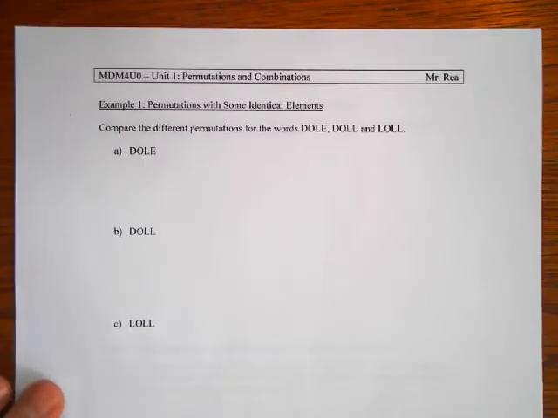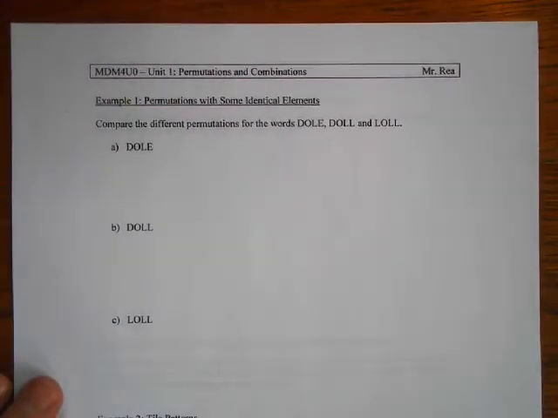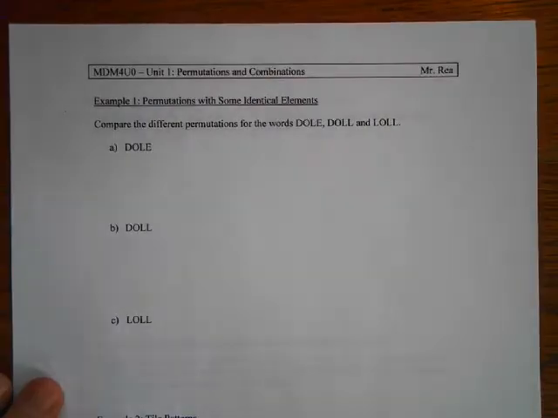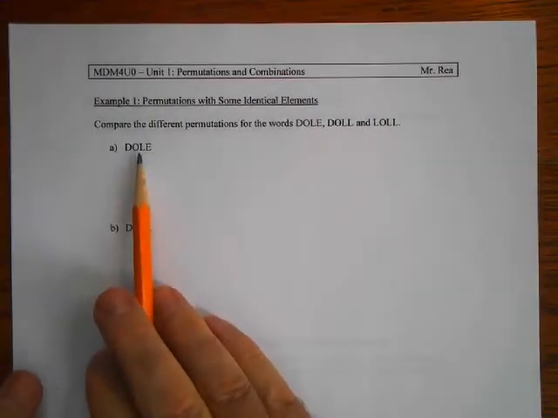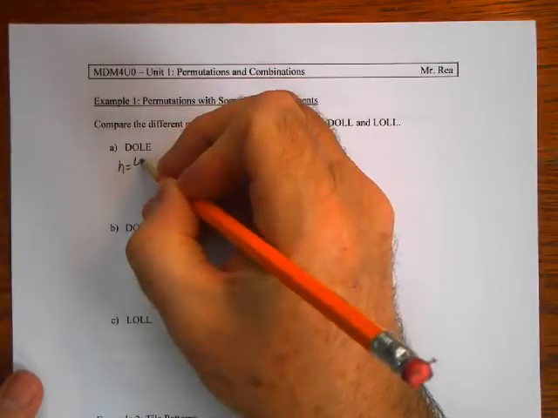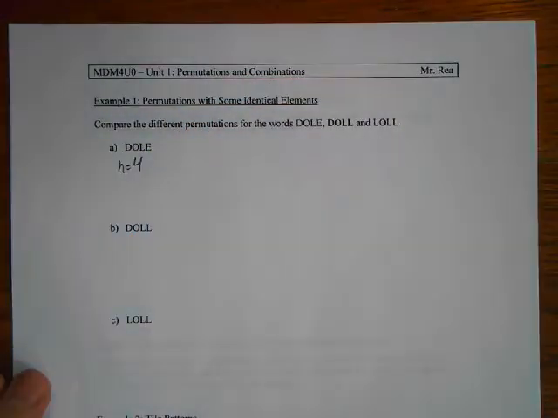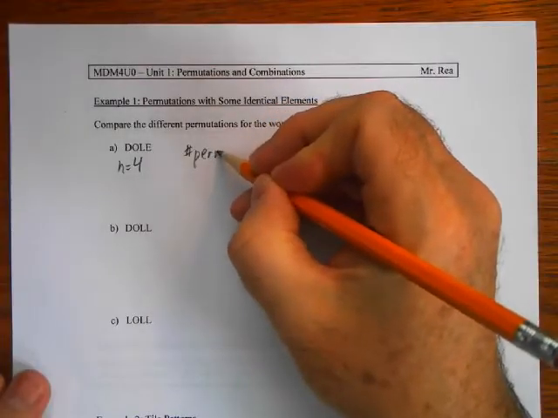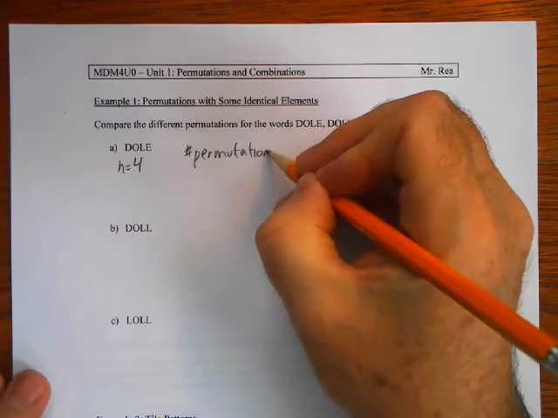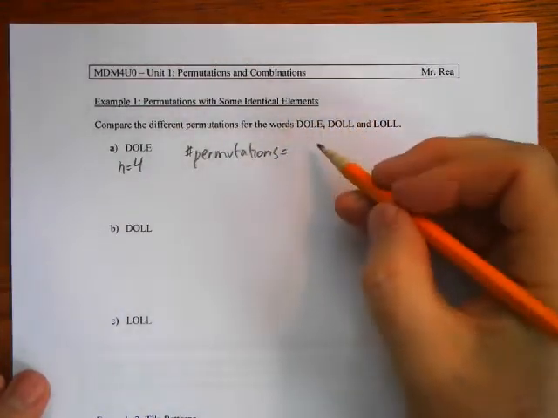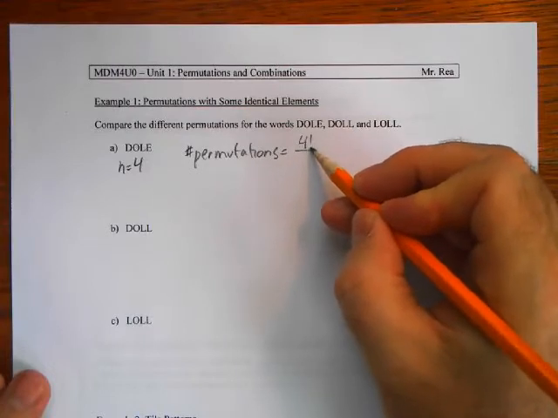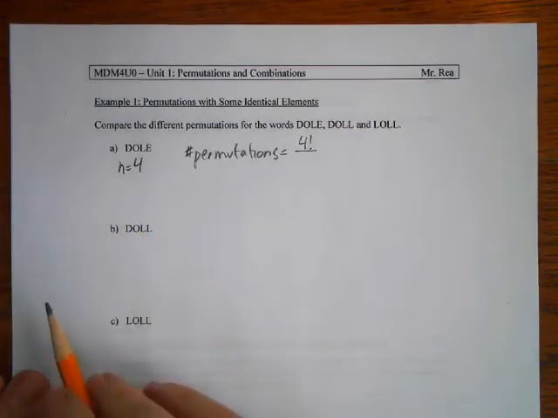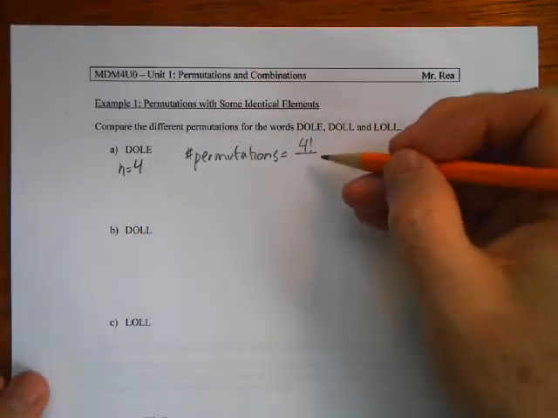So this first example, we've got the word dole, and in this case we don't have any duplicates. We do have 4 letters, so our n value is 4. So the number of permutations is going to be n factorial, which is 4 factorial. And in this case, we don't have any duplicates, so we could just leave it as this formula. Or, you know, if you wanted to put a 0 factorial here, you could.